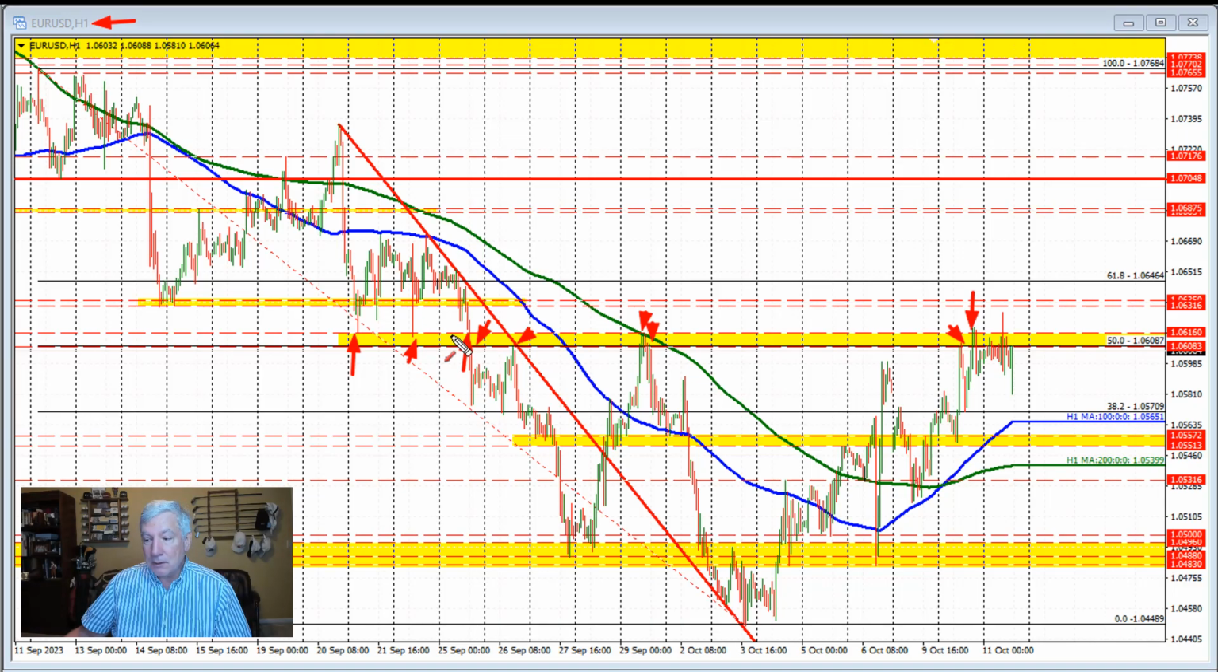We are still seeing yields in the U.S. down, with the 10-year yield down minus 8.2 basis points, the 30 years down minus 10.4 basis points. So that may be putting a lid on the rise in the U.S. dollar, at least for now. But we do have this resistance up here between the 1.0608 and 1.0616 area.